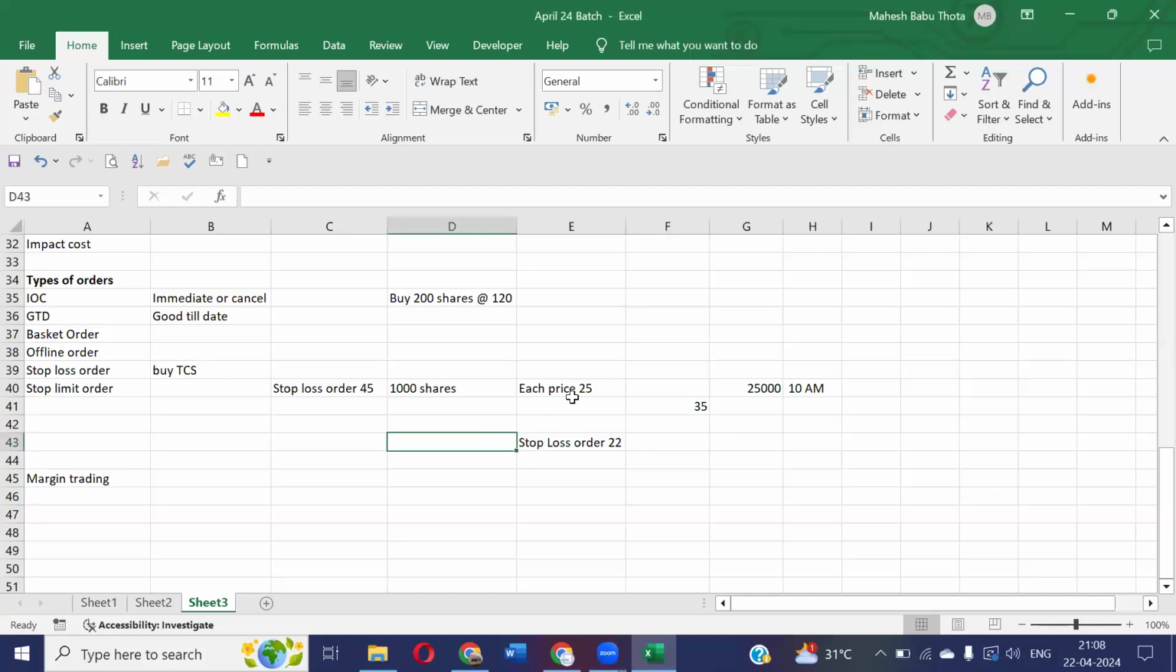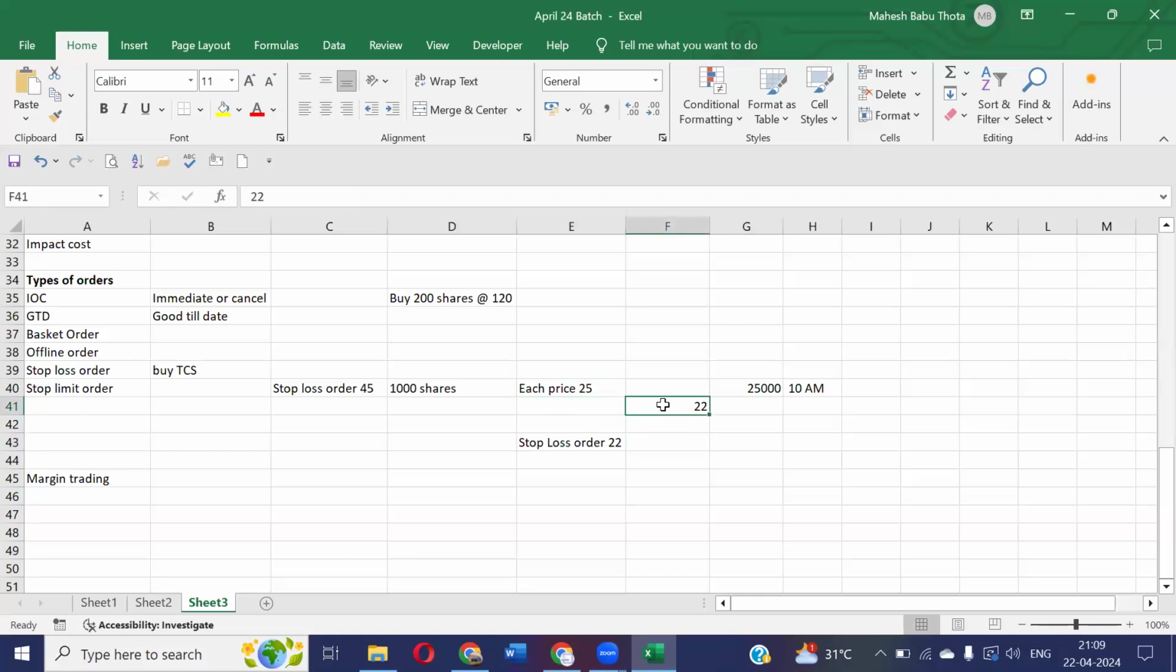Okay, let's take the same price. So at 22 rupees, we are keeping a stop loss order. If the market price comes down to 22 rupees, the order will be executed and sold at 22 rupees. The prevailing market price is a trigger point only. Normally, in most cases, suppose the price hits 22 rupees, it will trigger immediately, and whatever price is available in the market, it will be sold.